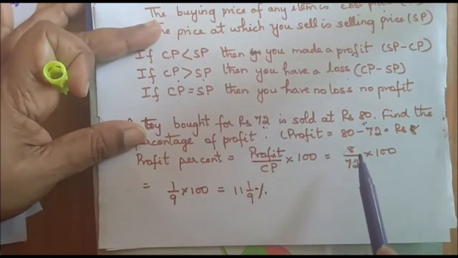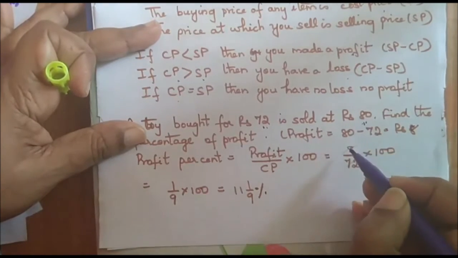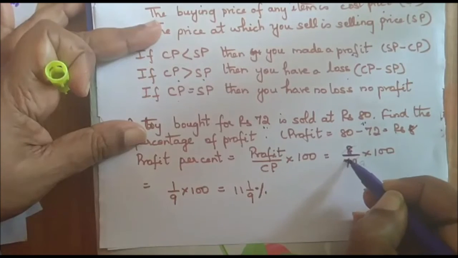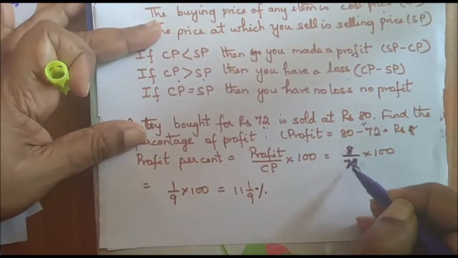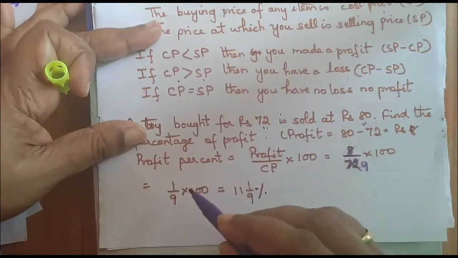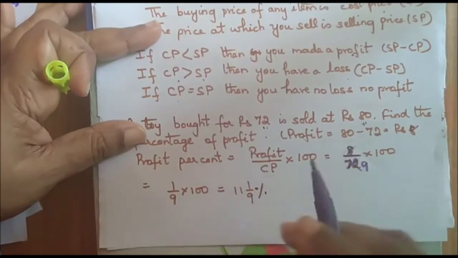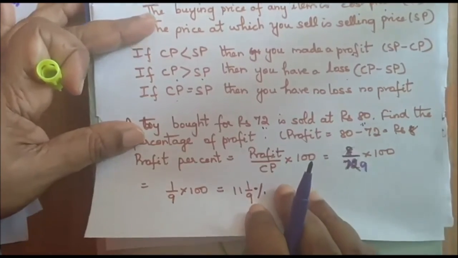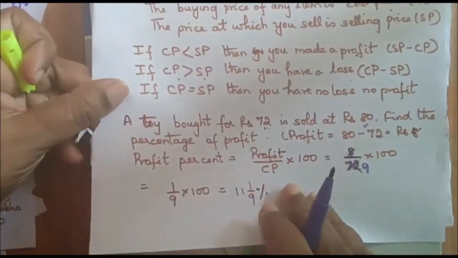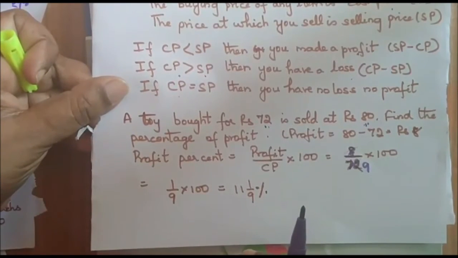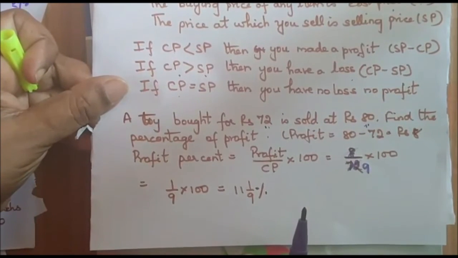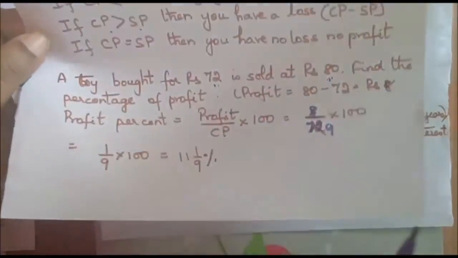So what is the profit? It is 8. And what is the cost price? It is 72. So it goes in it 9 times. So 100 by 9 is 11 1/9%. This is how we solve a problem when you're asked to find the profit percent or loss percent.